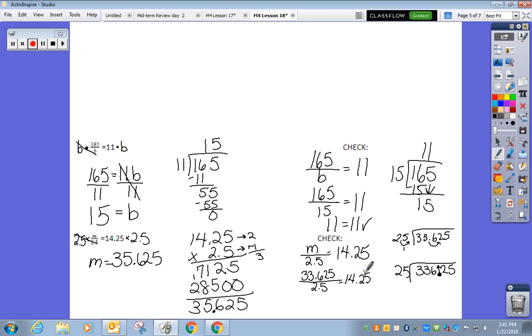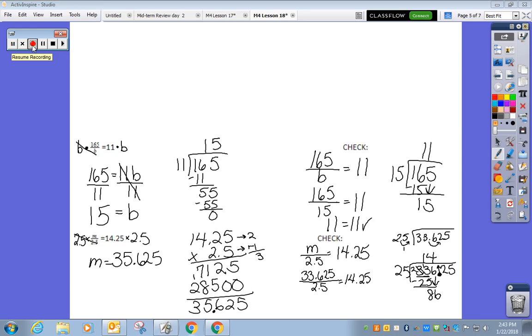This should be my guide. Okay, so I should be getting 14.25, so I can use that as my guide. 25 does go into 33 one time. There's my 1. Pull down the 6. It should go in 4 times, which it doesn't. I must have a mistake somewhere. So now I have to figure out where my mistake is.